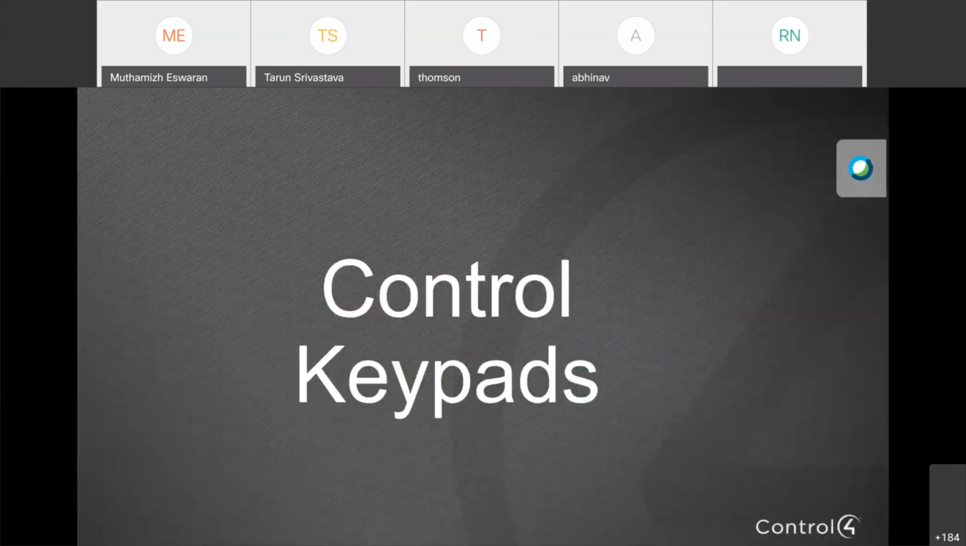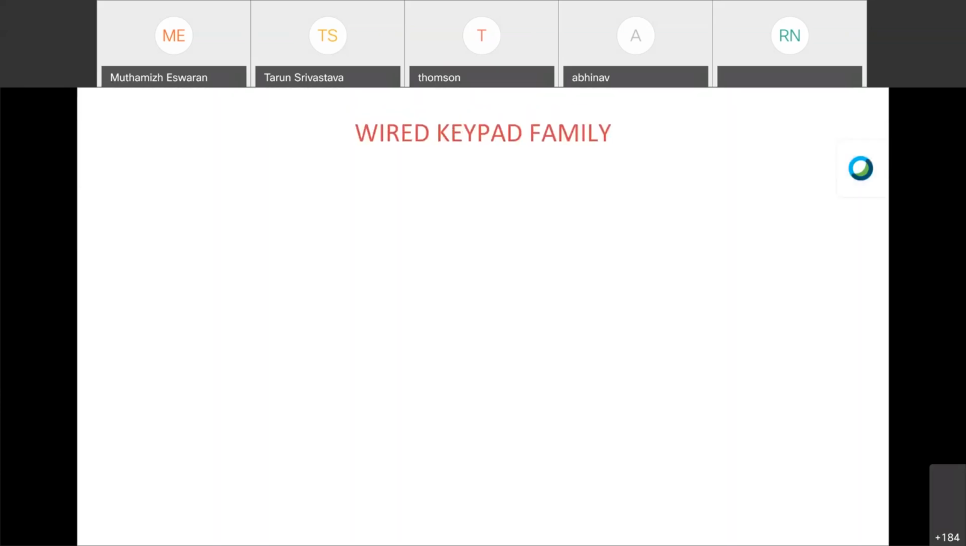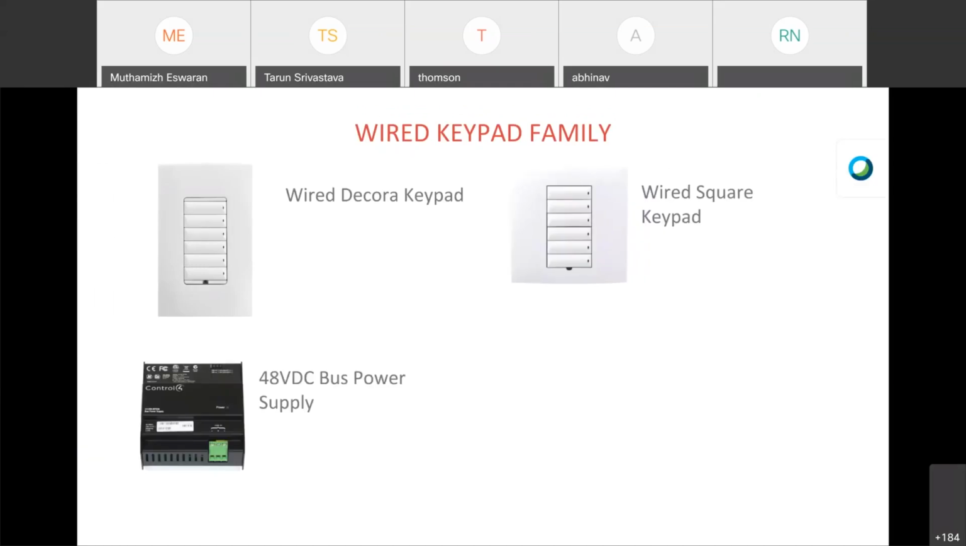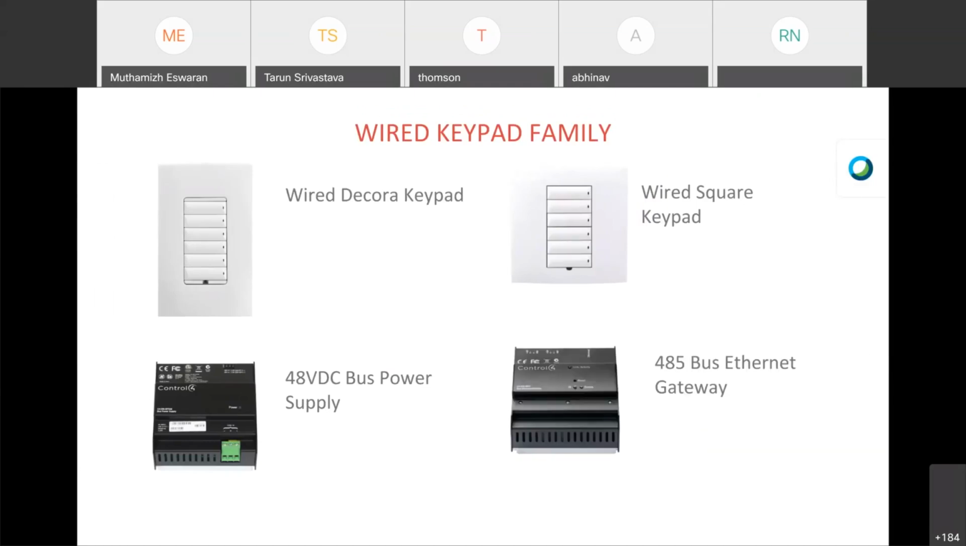So definitely after your lighting modules, because all the modules will go into your lighting panel, how do I control it? So the wired keypad family, which is what I was talking about. We have the wired keypad options like Square, Decora, and also third-party integration keypad options as well. My wired keypad works on RS485 bus communication. So all your wired keypads will get terminated to my bus Ethernet gateway.